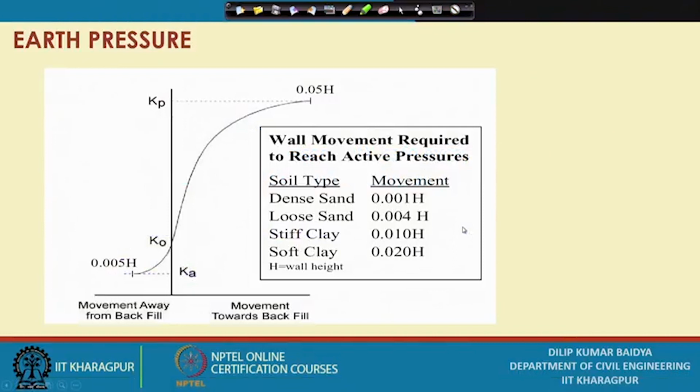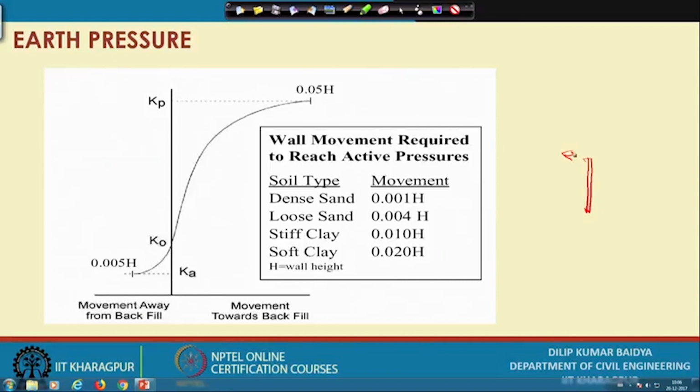Now we can see, to get earth pressure, as I have told you, the wall moves. This is the wall, suppose the wall moves in this direction. How much movement is generally expected before failure? If the movement is more than that, then you consider it as failed.